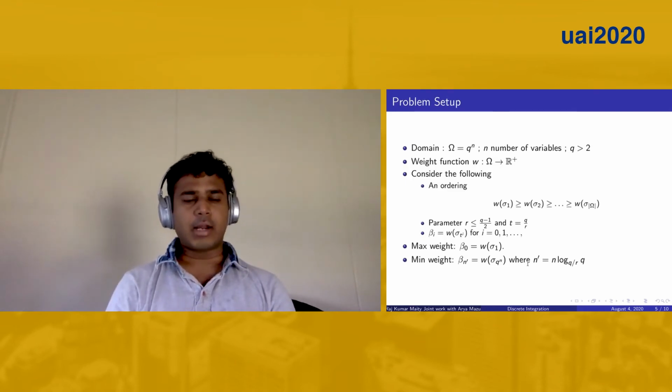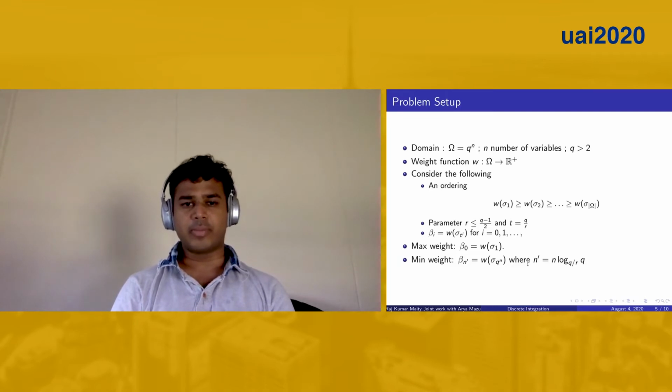Now, in our problem setup, we choose omega to be q to the power n. That is, n is the number of variables, and q is the number of attributes for each variable. And in this problem, we choose q to be greater than 2. There is a weight function w given to the algorithm, or w can be problem specific, which takes configurations from the domain and maps them to a non-negative real number.